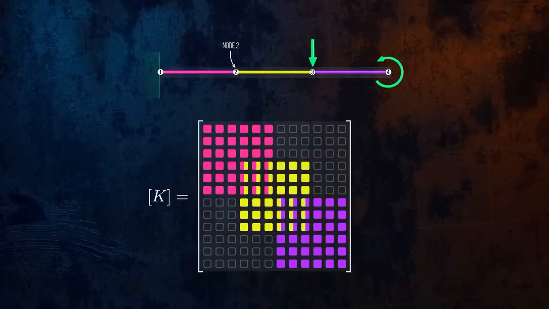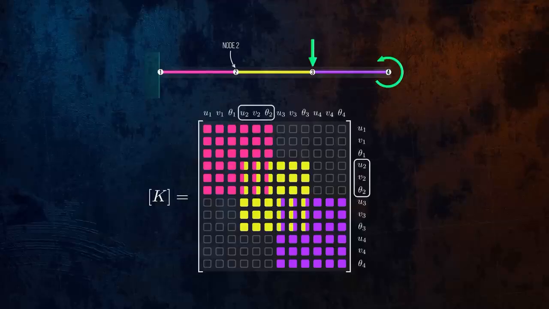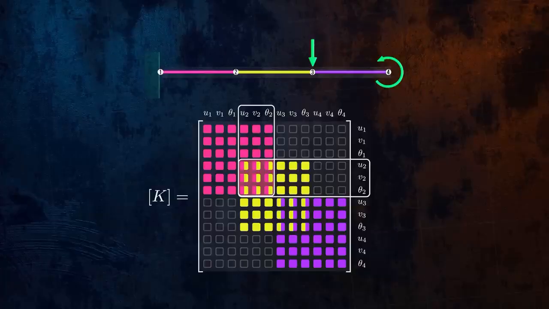So when we assemble the global stiffness matrix, the terms in the element stiffness matrices corresponding to node 2 should be summed for each degree of freedom. Element 3 is not connected to node 2, so this element's stiffness matrix should have no effect on the displacements at node 2.